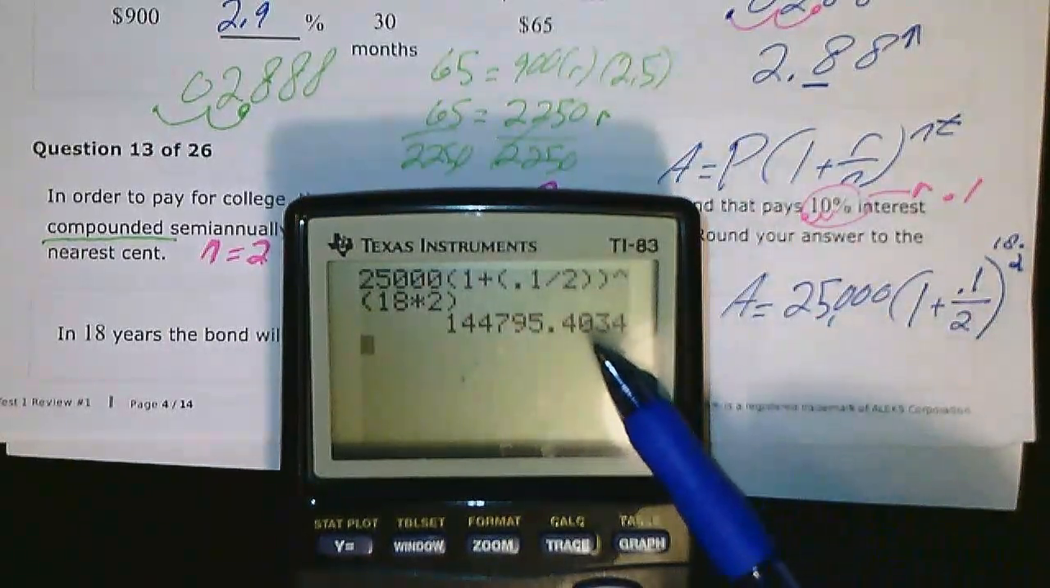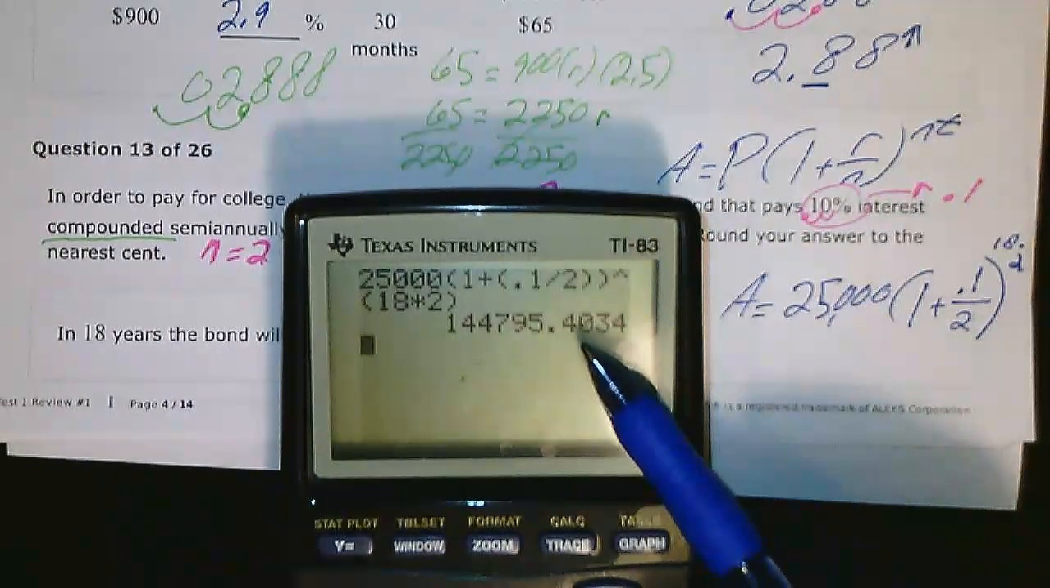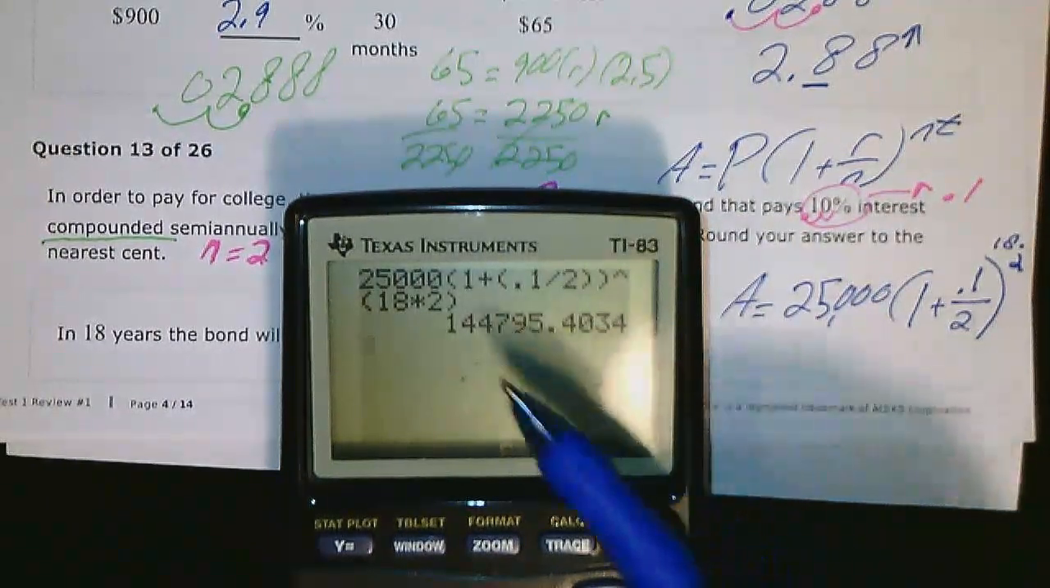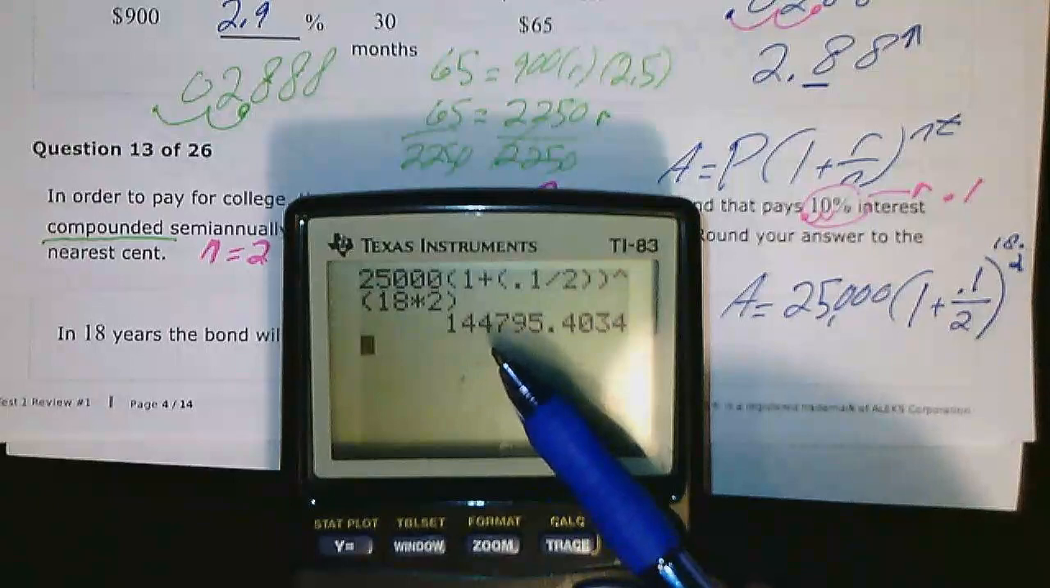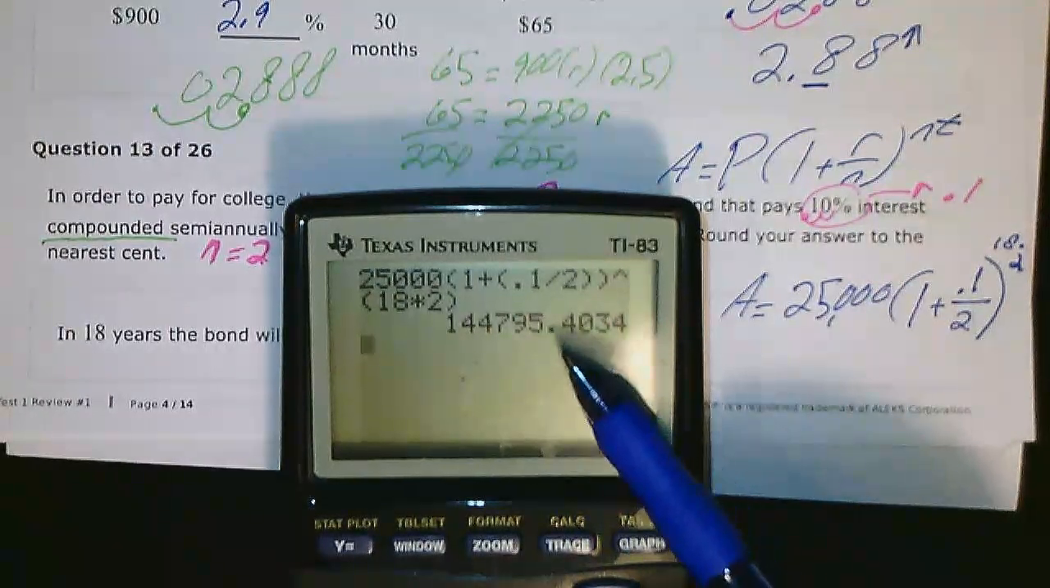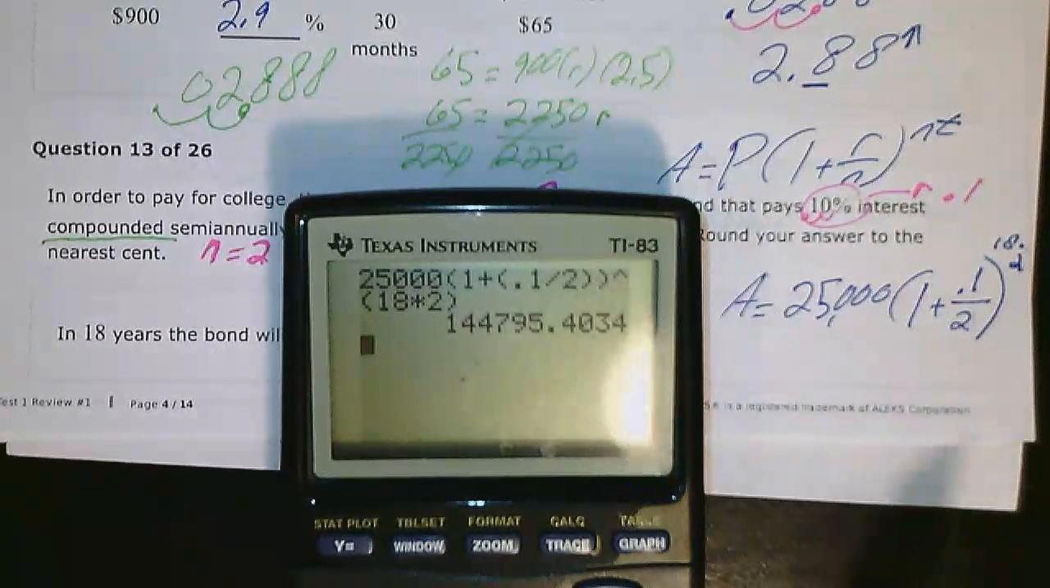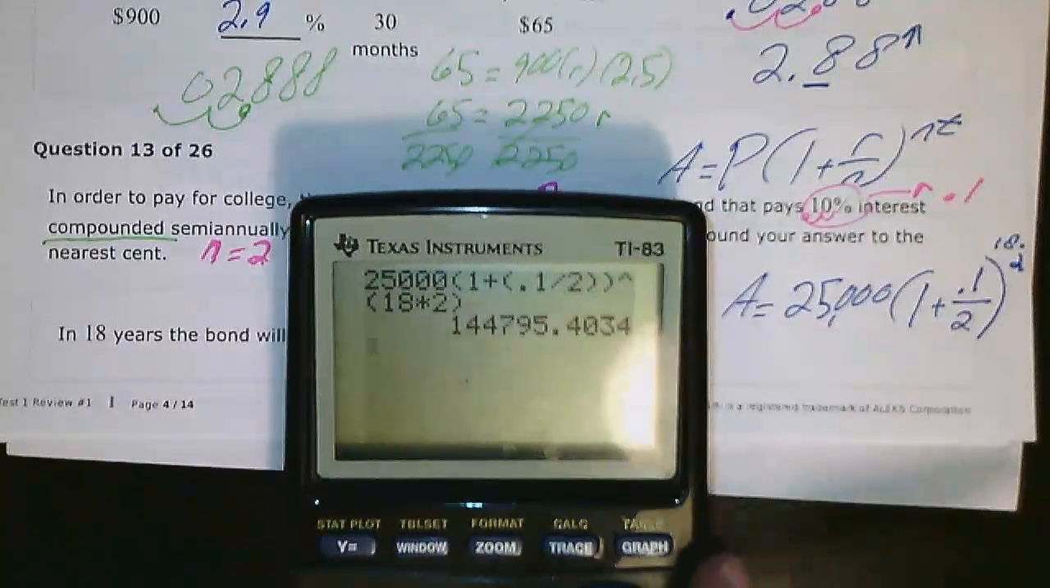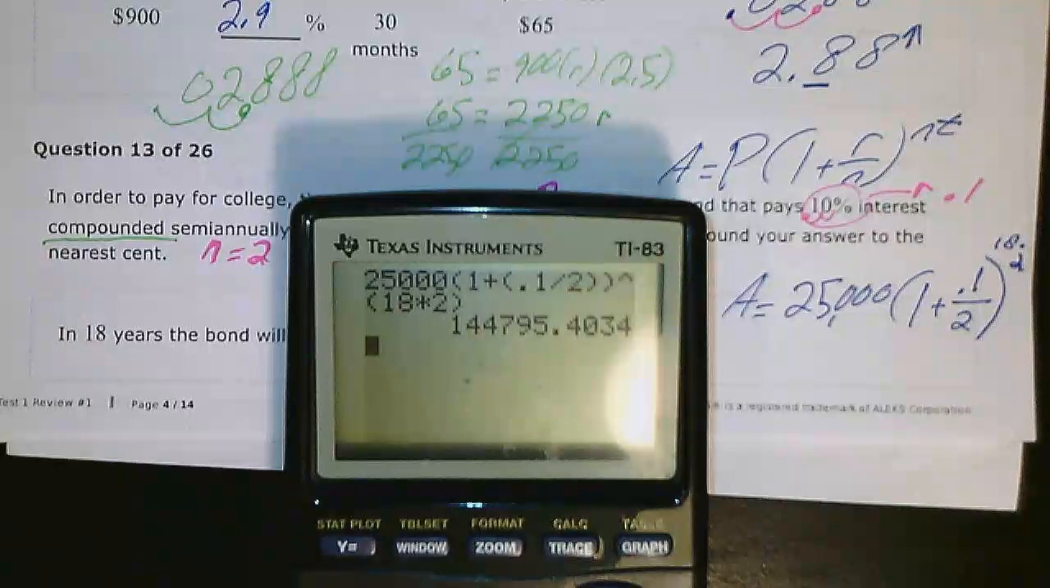When we're talking about money, we round to the second decimal, the cent. So this is 144,795.40. And I'll stop this here. And I'll do the rest of the review in video 2.